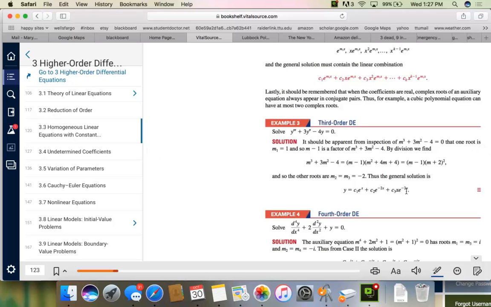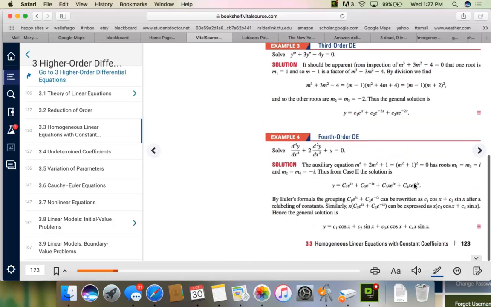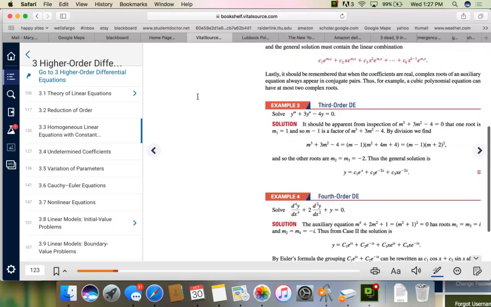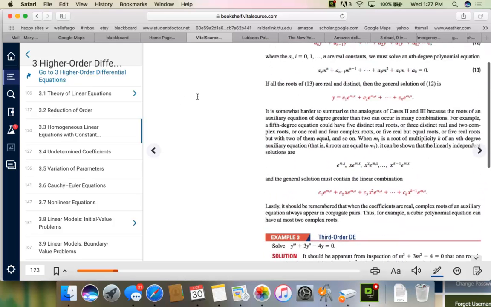The thing to remember is if you have an odd ordered differential equation, you'll always generate at least one real root. If you have an even ordered differential equation, there's no such rule. So that is that. And I'm going to pick out some practice homework problems for you to look at and highly recommend utilizing this particular method.